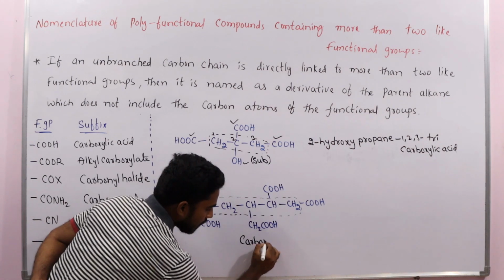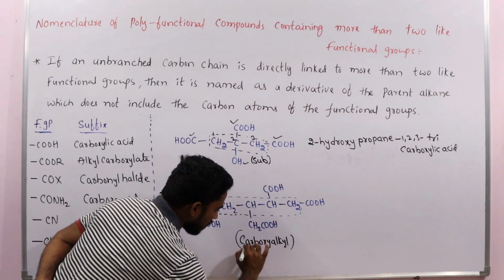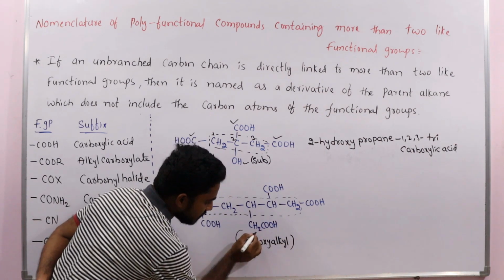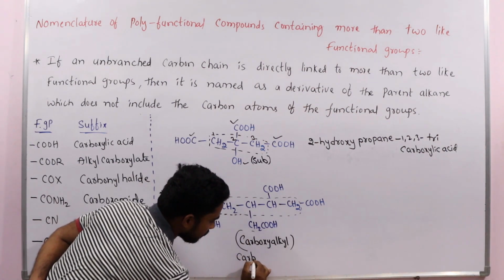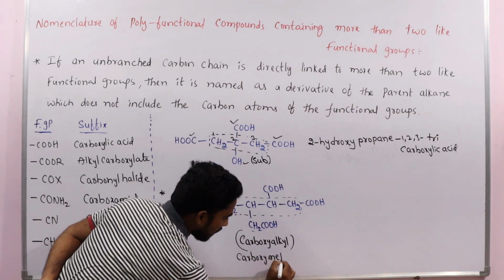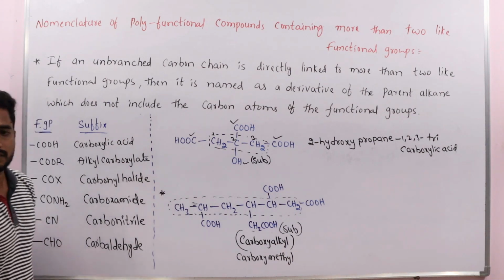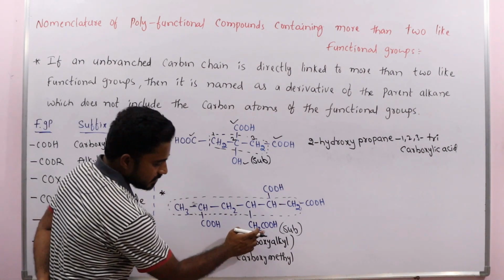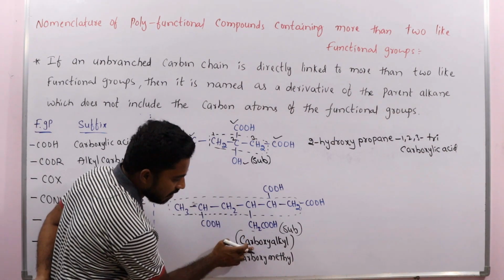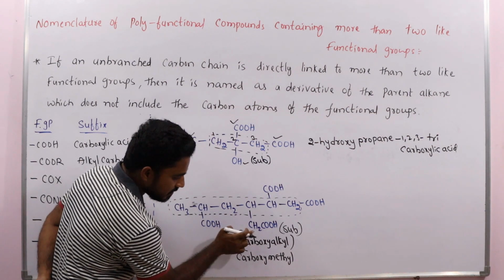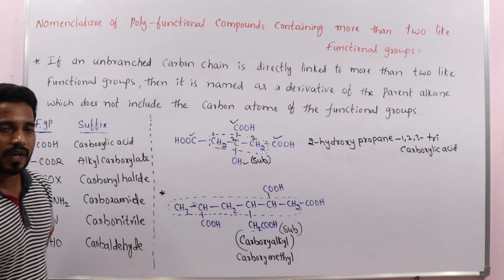carboxyalkyl. What is the special prefix here? Carboxyalkyl. Carboxy means COOH group, alkyl means the CH2. So here CH2 is there, that's why we have to use methyl: carboxymethyl. With this one we have to write as a substituent. So when the functional group is not bonded to the parent chain directly, then we have to use carboxyalkyl. In this case, CH2COOH is there, that's why we are using carboxymethyl.